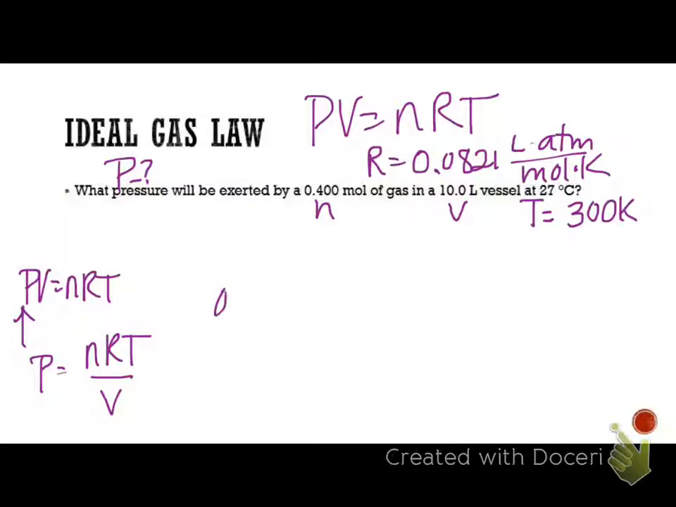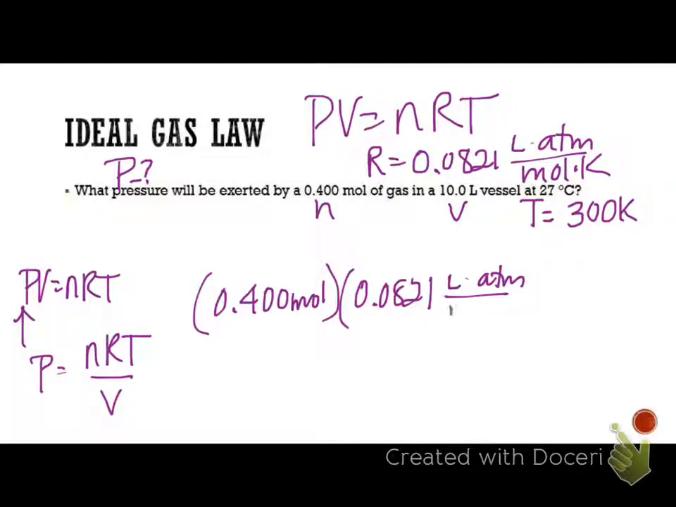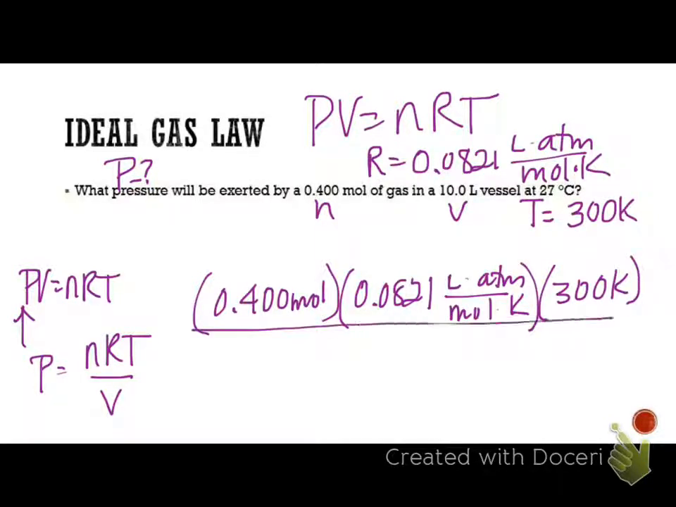So now it's another plug and go. 0.400 moles times 0.0821 liters times atmosphere over mole times K, times our temperature of 300 Kelvin, divided by 10 liters.